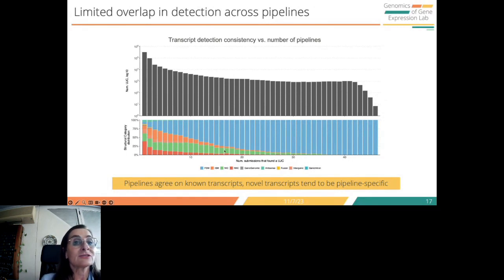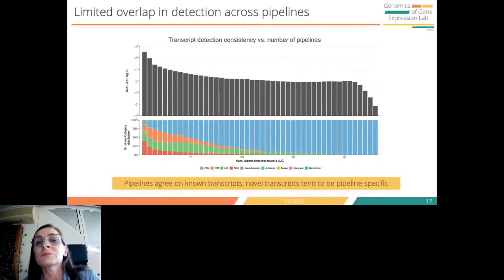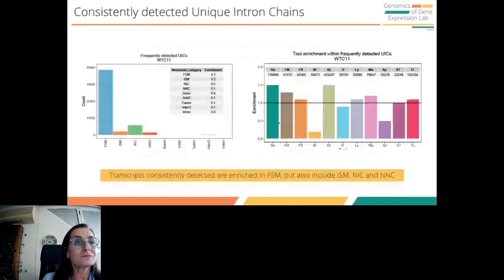If we look at the structural categories, we see that the transcripts that were detected by only one or a few pipelines were enriched in the novel categories. The blue is the full splice matches, which are the known transcripts, and the reds are novel. Only in those cases that were detected by many pipelines do we really see an increase in full splice matches. So pipelines agree on the known transcripts, but novel transcripts tend to be pipeline specific.